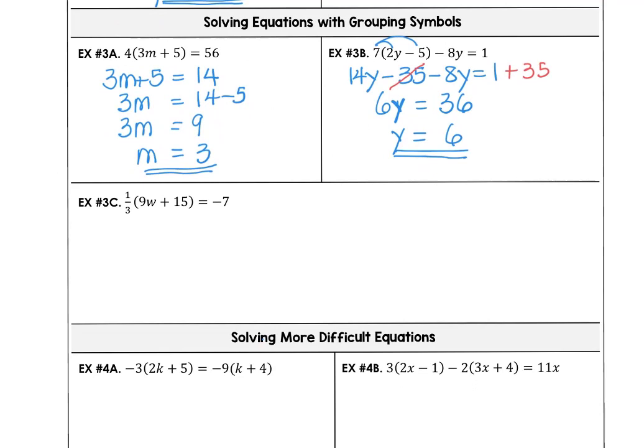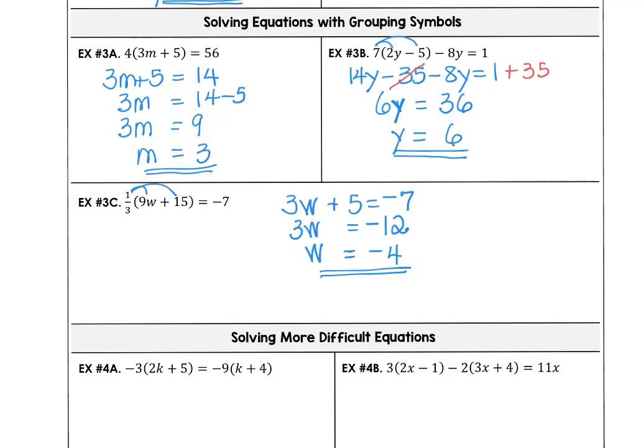And then lastly, you could either multiply both sides by 3, but I see 1/3 of 9 and 1/3 of 15 is relatively pretty straightforward. So using distributive property, we could get 3 divides 9 3 times, and 1/3 of 15 is 5. Using inverse operations by subtracting 5, -7 minus 5 is -12, and dividing both sides by 3, our solution is -4.